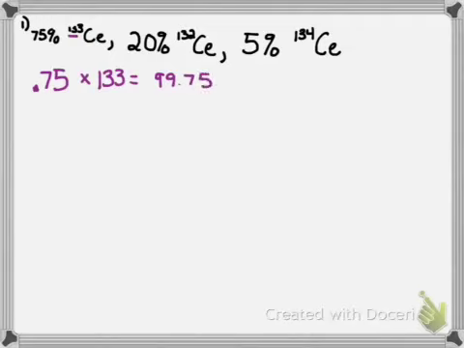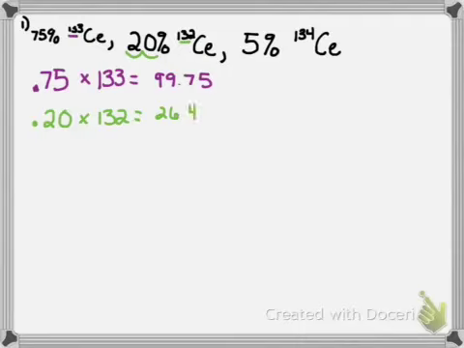So for the next part of our problem, we're looking at cesium 132. Now there's 20% of cesium 132 in our sample. So the first step is we're going to change 20% to a decimal, and all we're doing is moving the decimal over twice, and that becomes 0.20 times, since it's 132 cesium, we're multiplying it by 132. Multiplying those together gives you a value of 26.4.